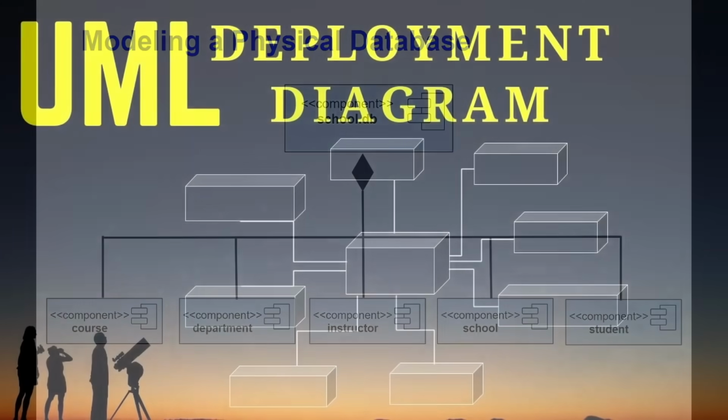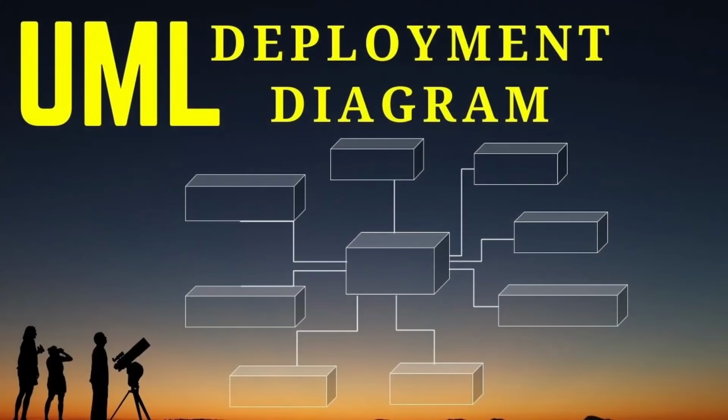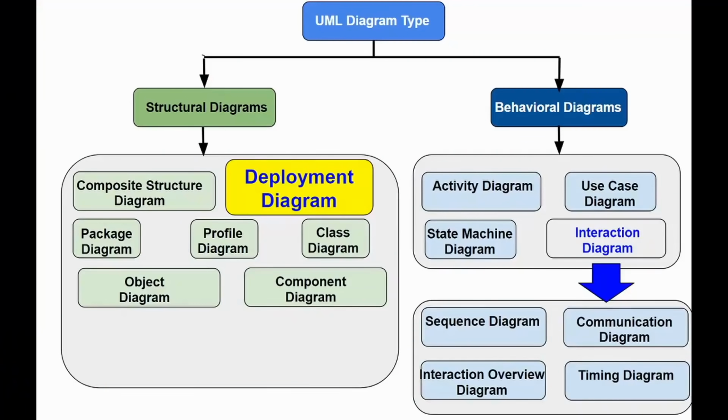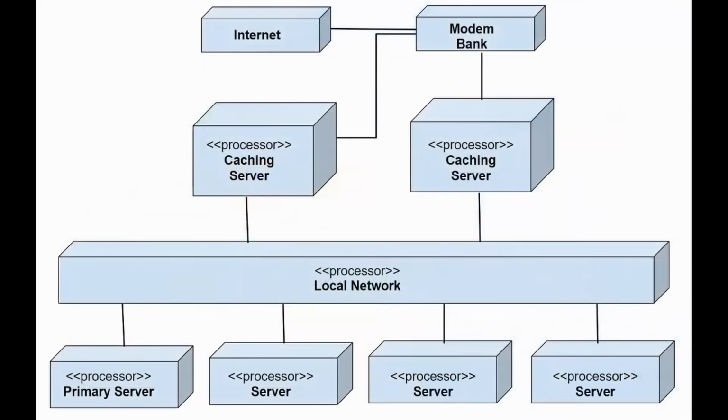To visualize, define, build, and document our mapping, we need to create a component diagram that will contain these components as tables. UML deployment diagram illustrates the configuration of runtime processing nodes and the components that live on them. Deployment diagram is a kind of structural diagram used in modeling the physical aspects of an object-oriented system. They're often used to simulate a static representation of a system deployment, for example, topology of the hardware.